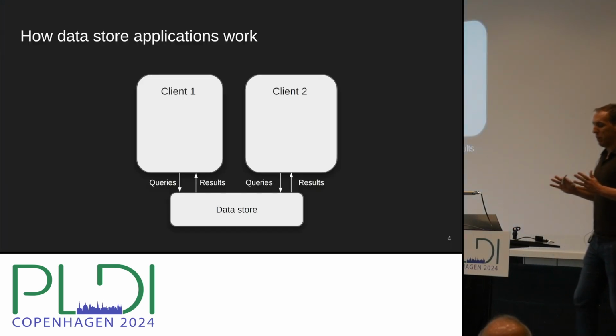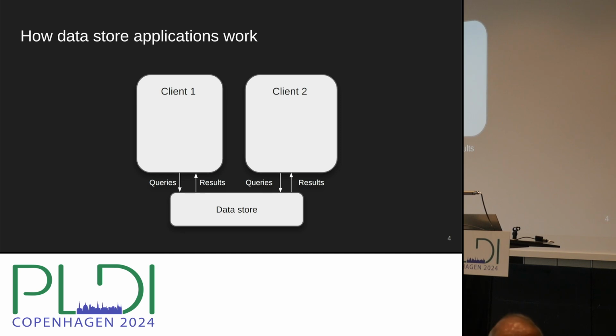Let me tell you a little bit about what we mean when we say data store applications. A data store application consists of clients sending queries to a data store. This would generally be concurrent, and results would come back. It could be a traditional database with SQL queries, or a key value distributed data store with key value queries. Results could be rows and columns or individual results. The key point here is that these things are happening concurrently.